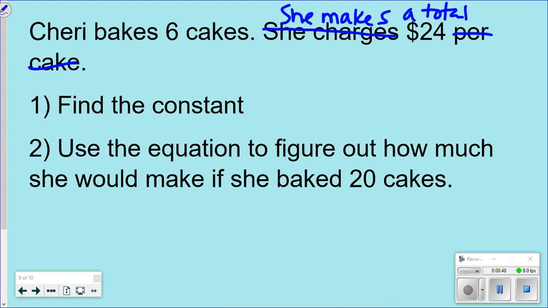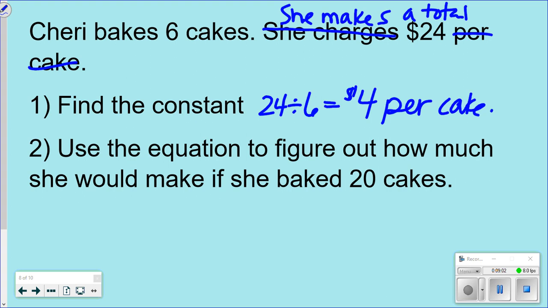Okay, so what is the constant? I need to know what she's consistently making for every single cake. Well, I'm going to take 24 and divide by 6. That gives me $4 per cake. Okay. Now let's write our equation. y equals kx. It's going to go in k. K is going to be the constant, so this is what it's going to look like.